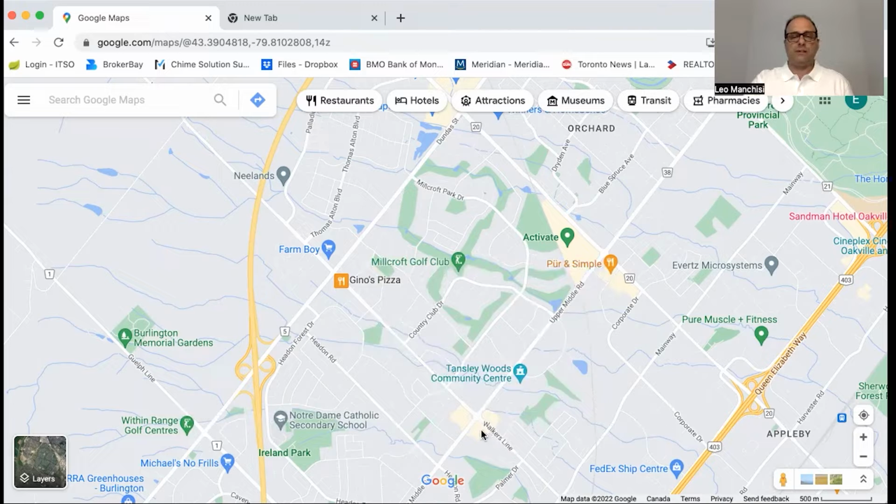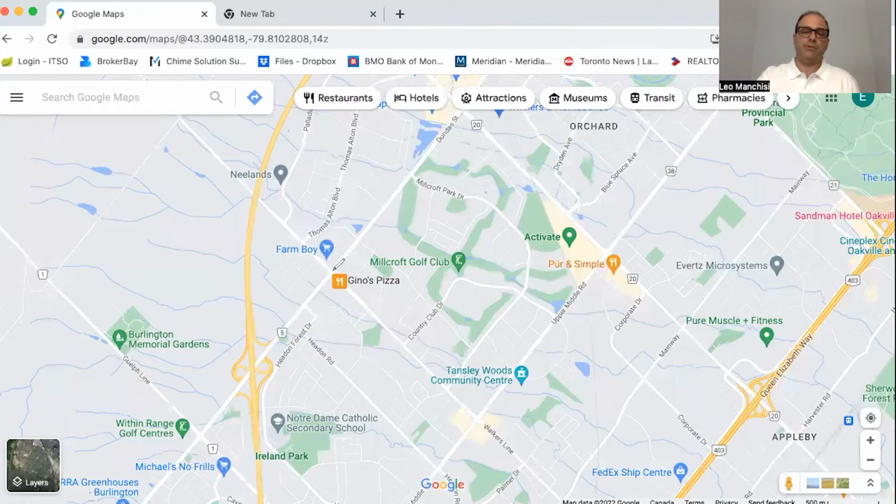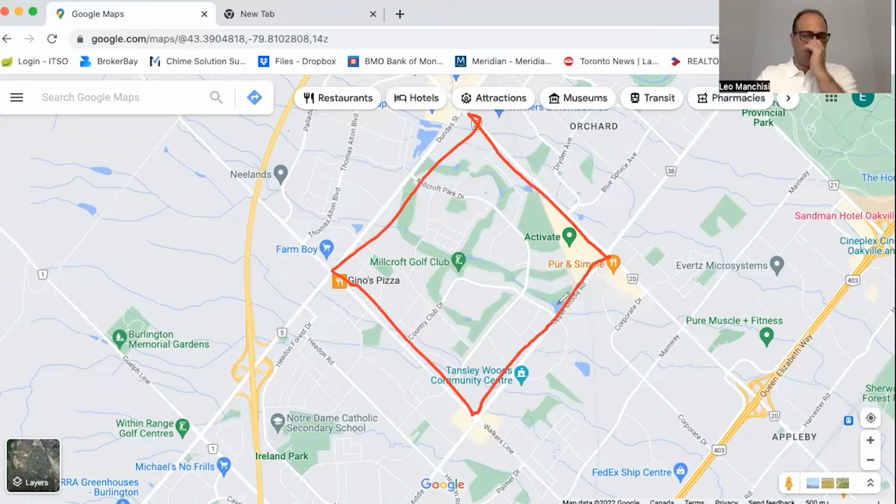So let's just draw it out here so you can see where the parameters really are for Millcroft and everything like that. So Dundas up to Appleby and down to Upper Middle, and then it cuts right across Upper Middle again to Walker's Line, and then right up Walker's Line. Okay, so that's the area known as Millcroft.